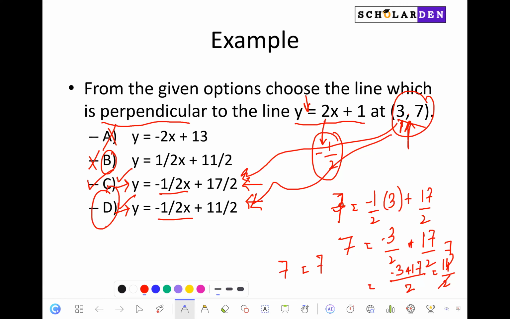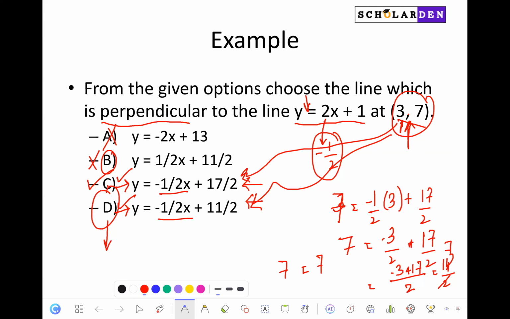We don't need to identify further. If, however, the question stated select all options, in that case, we'd have to determine whether this point satisfies this equation as well. But because we were asked for only one option and this option is already correct, we don't proceed with D, and we say that option C is correct.